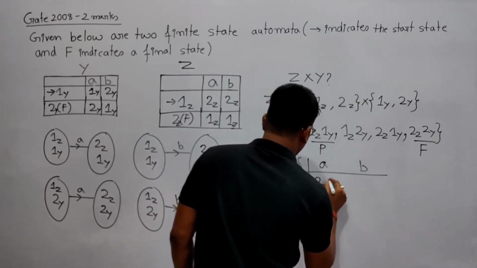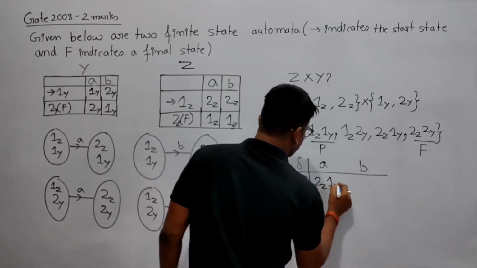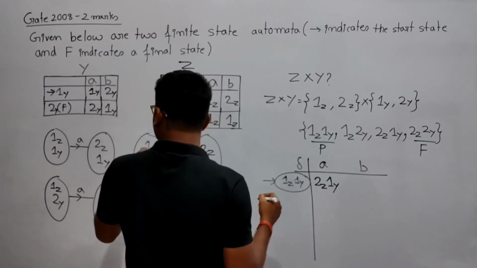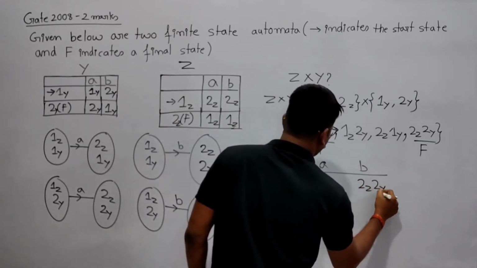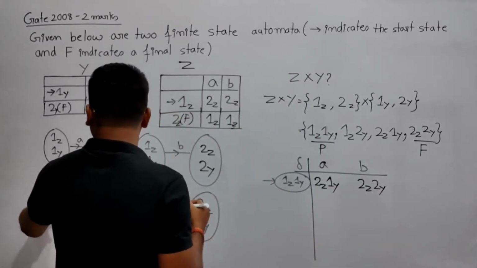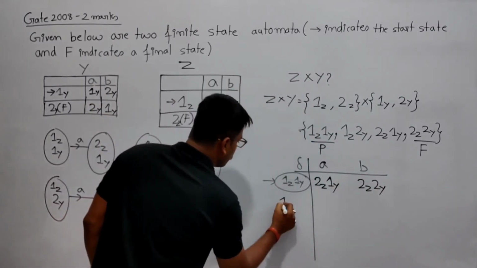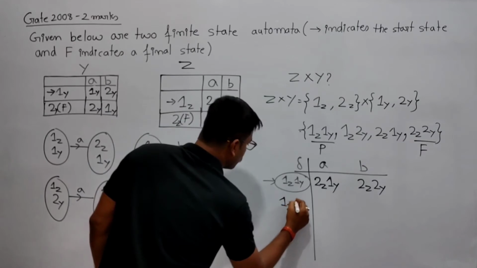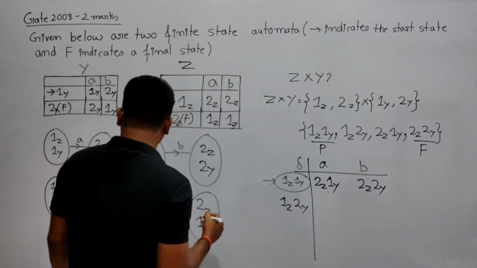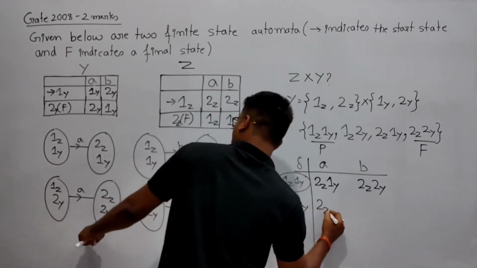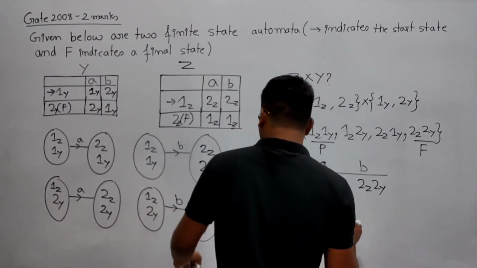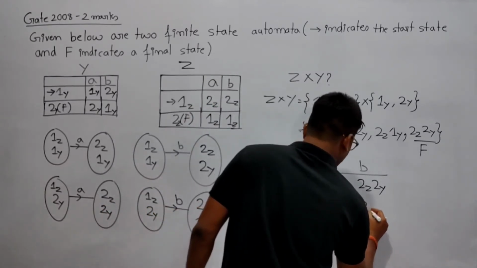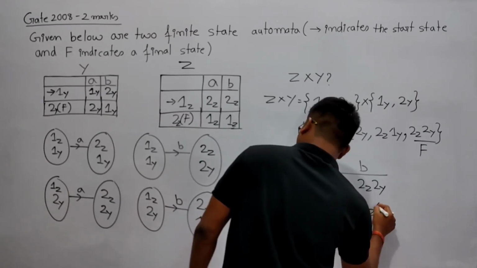2z 1y. On getting B, where is it going? 1z 1y, on getting B it is going to 2z 2y. Now 1z 2y, on getting A is going to 2z 2y. On getting B, it is going to 2z 1y.